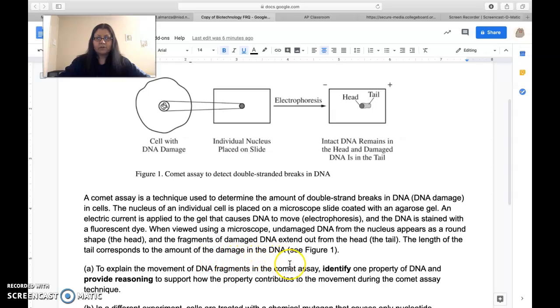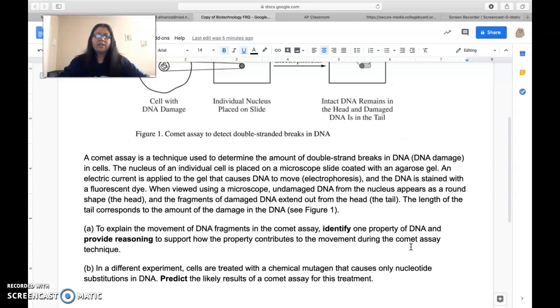So if we look at figure 1, we can see right here in this box, there's our head, and that's what the tail looks like. So we've done gel electrophoresis. We did that in class with the Huntington's disease lab, and so we inserted DNA into a gel, and then we applied an electric current to watch the DNA move.